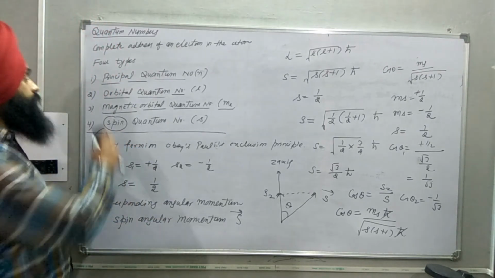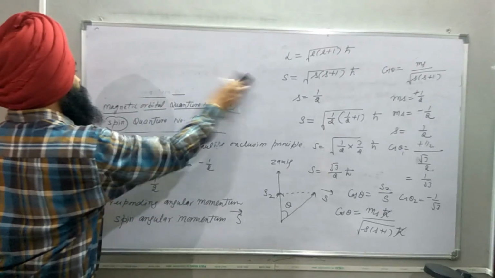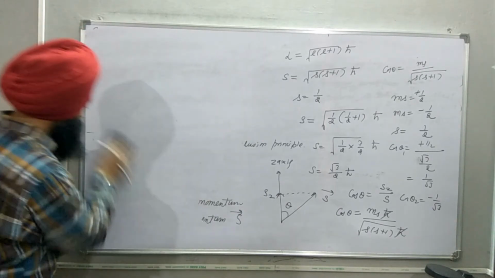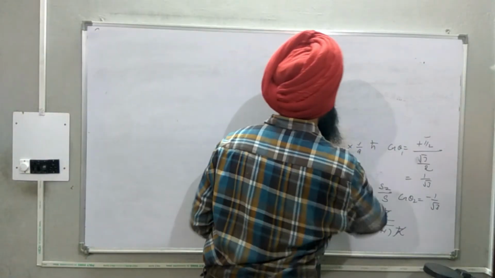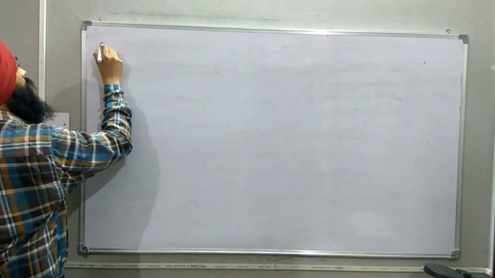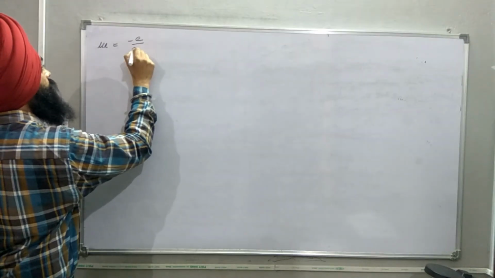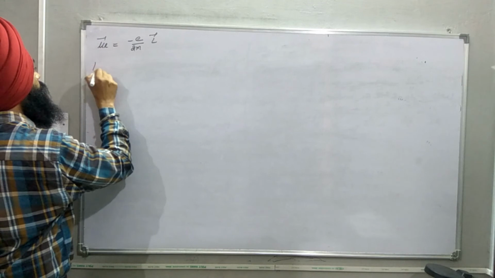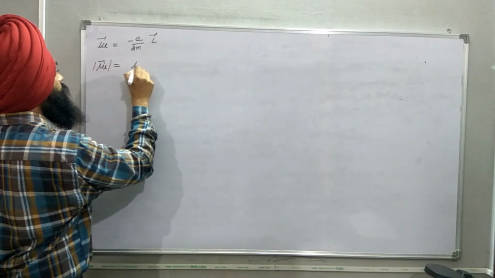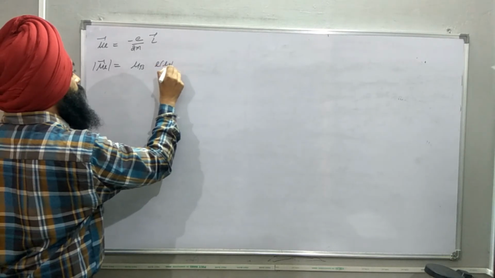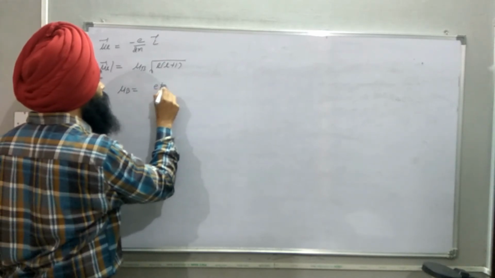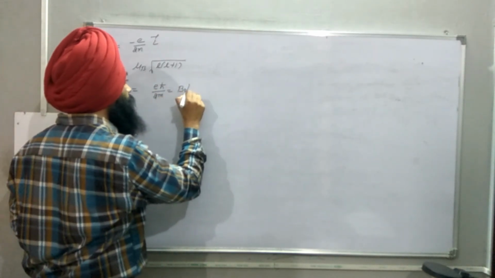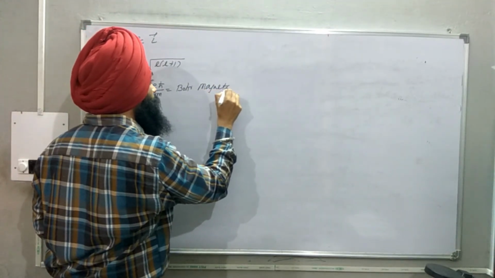Let us recall the magnetic dipole moment. I already told you that the value of mu L is equal to minus e upon 2m into L. Its magnitude can be given as mu B under root L into L plus 1, where mu B is equal to e h cut upon 2m, which is called the Bohr magneton.